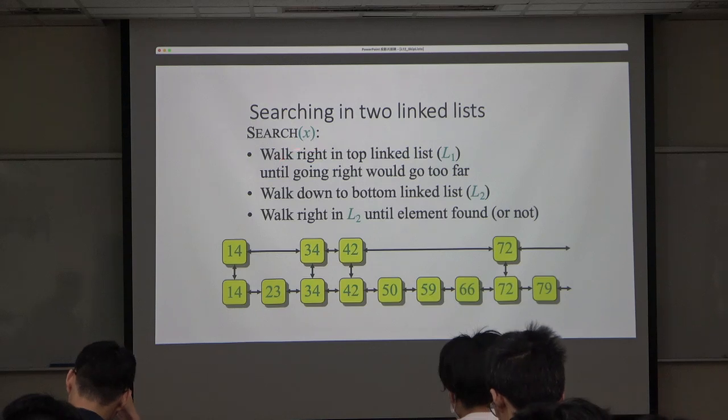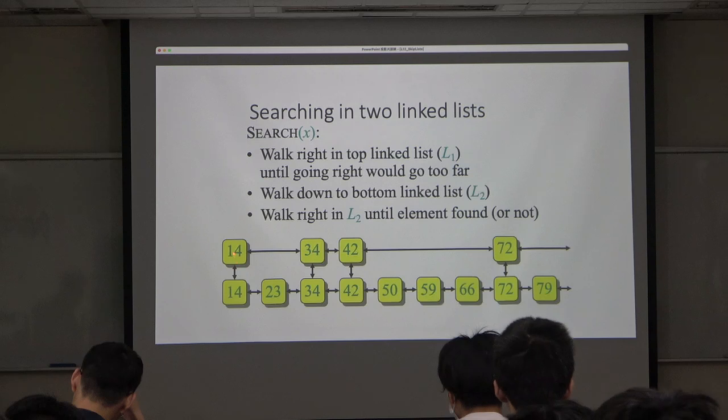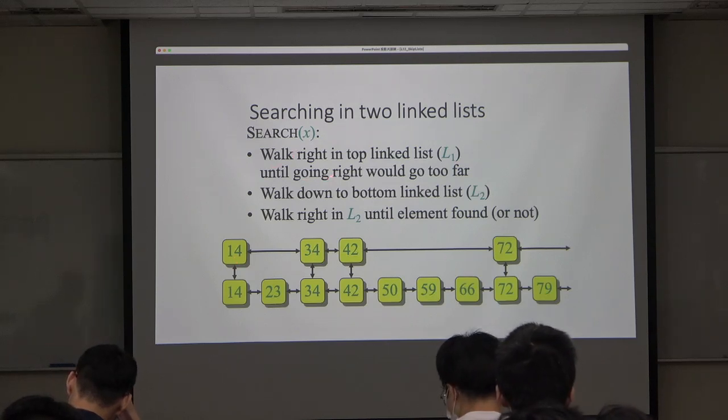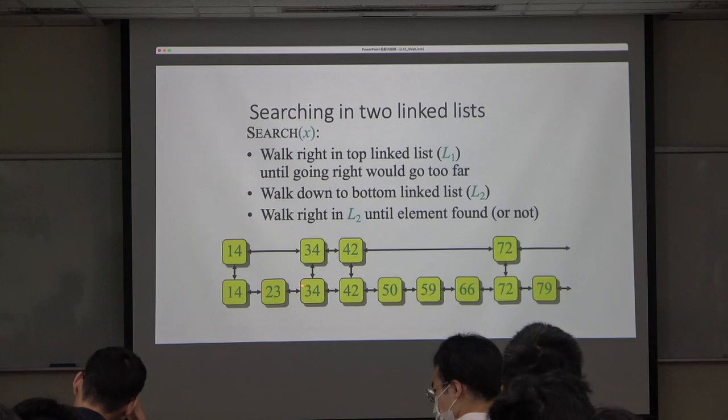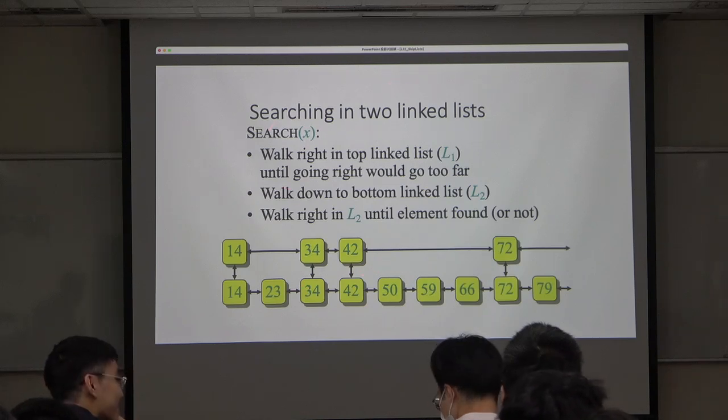Yeah, so this is the algorithm that we were talking about. We start from the top. Walk right in the top linked list until going right will go too far. And then we walk down to the bottom linked list, and walk right until the element is found or not. So that's pretty straightforward.